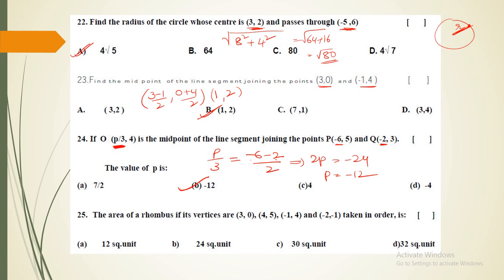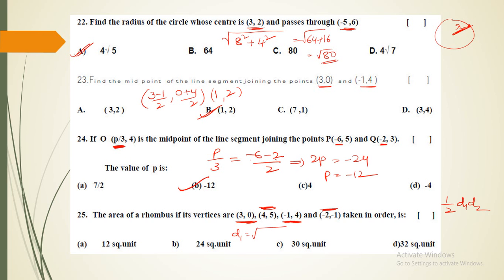Next, area of the rhombus. If you want to find the area of the rhombus, what is the area of a rhombus? Half d1 d2, right? So for diagonal 1, you need to take the distance between these 2 points, and for diagonal 2, you need to consider these other 2 points. Next, finding d1: d1 is equal to the distance between these 2 points.